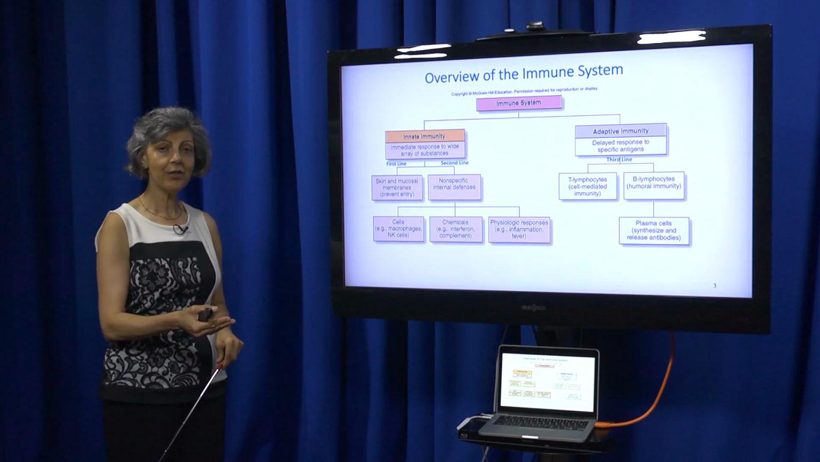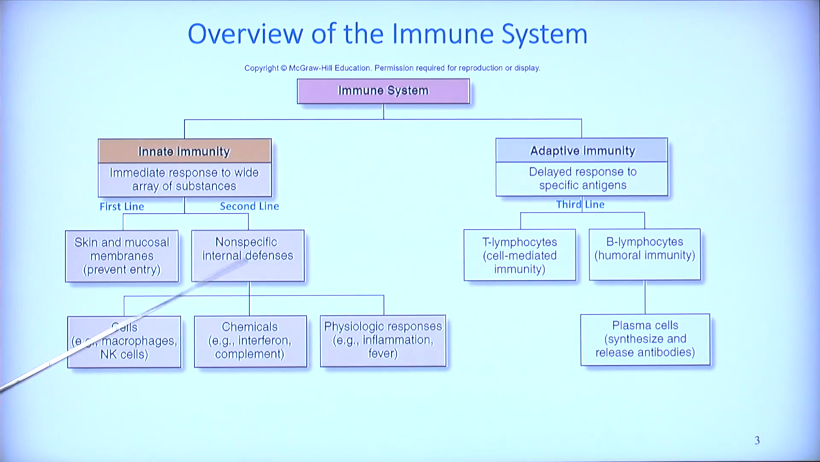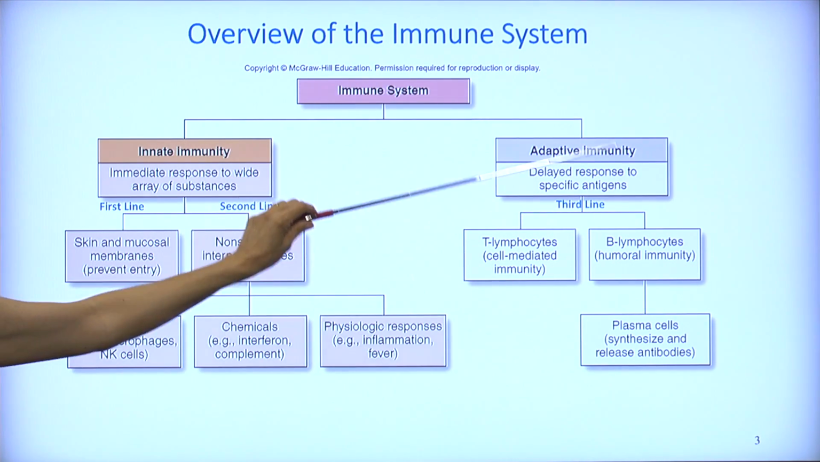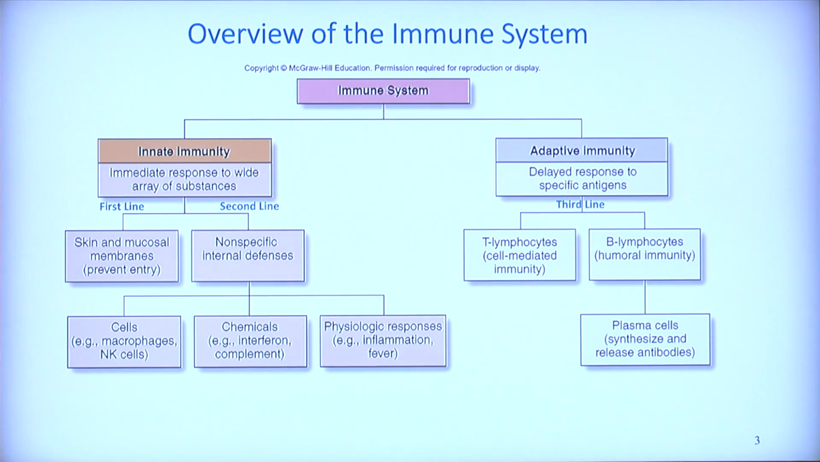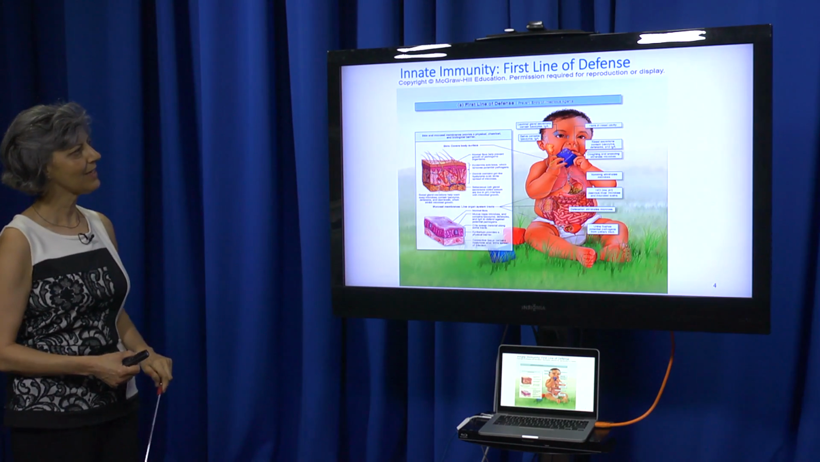If this barrier is broken and the invaders come in, we have the second line of defense here, and it's still non-specific. So we're going to be talking about certain cells, the macrophages, the NK cells, certain chemicals, certain responses in the body. So we call this the first and second line of non-specific immune response. The third line will belong to the specific. We're going to talk about this in a different lecture. So let's concentrate on the first and the second line of defense.